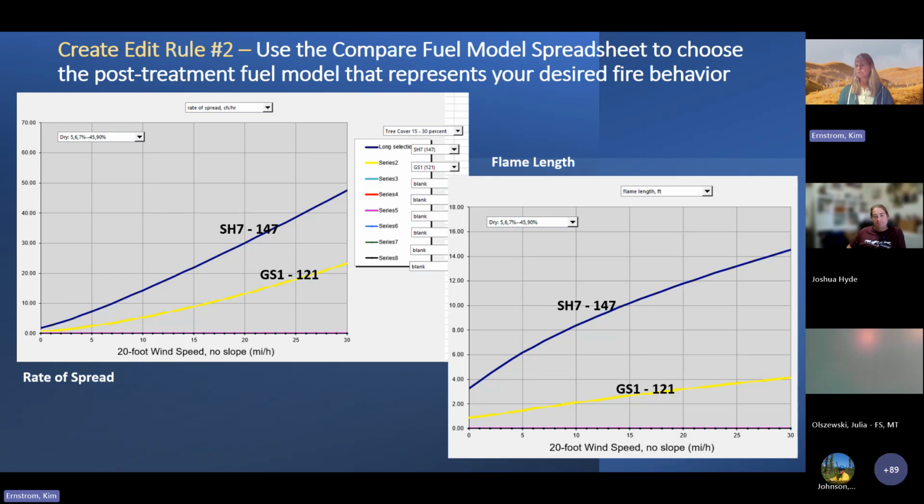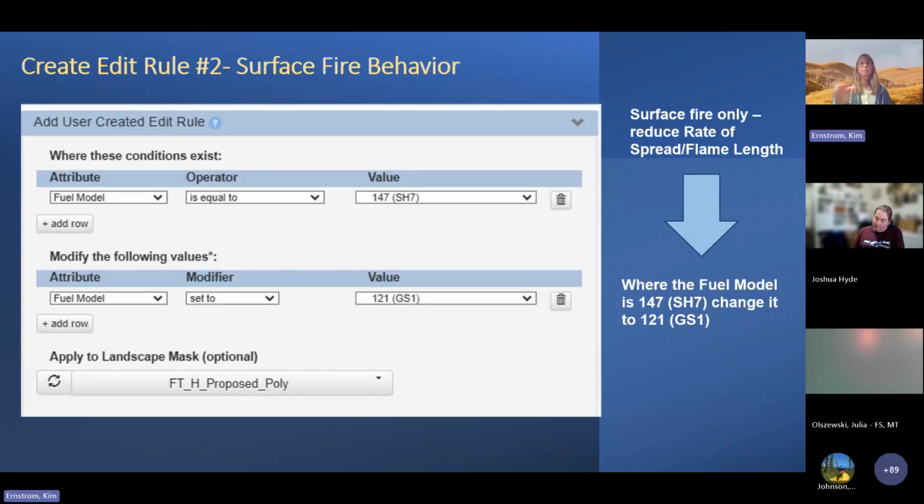So in this case, I picked a GS1, a 121, to reflect my lower flame lengths and my lower rates of spread. So when I write my rule in IFTDSS, I'm going to say anywhere on the landscape there's a 147, which is this shrub model, I'm going to change it to a 121, which has much lower flame lengths and rates of spread. Okay, so remember what I'm trying to do here is mimic my fuels treatment.